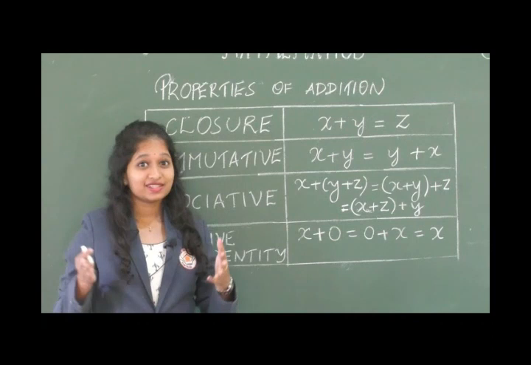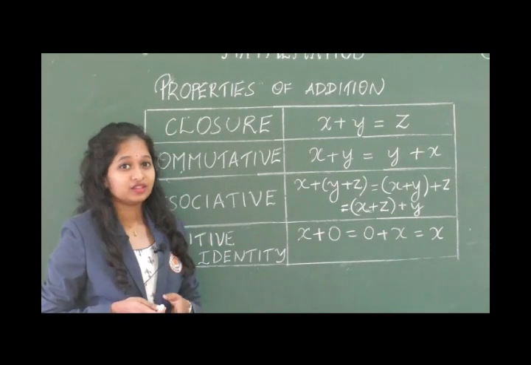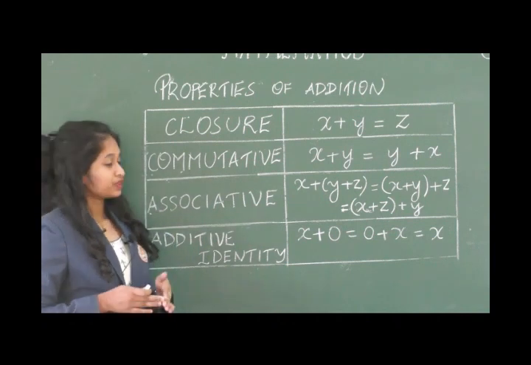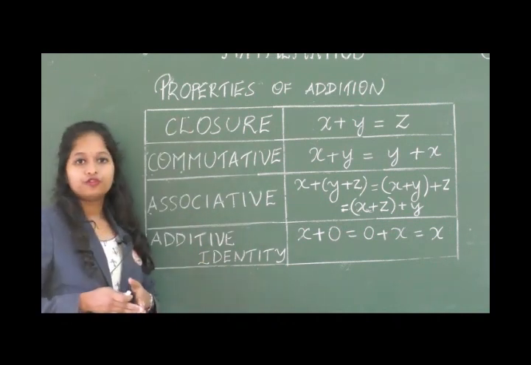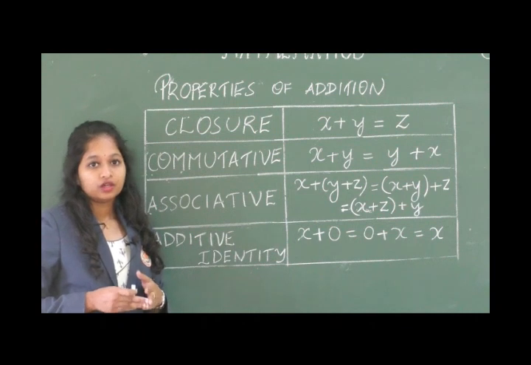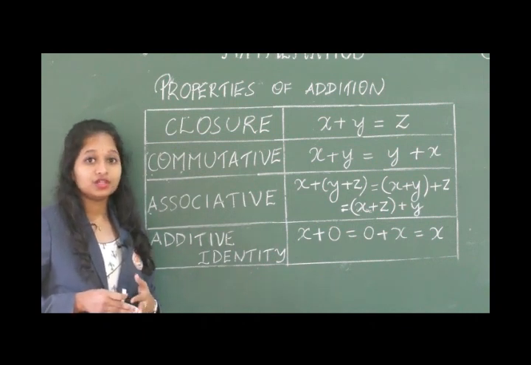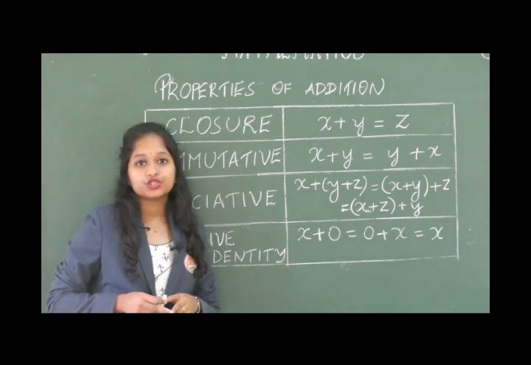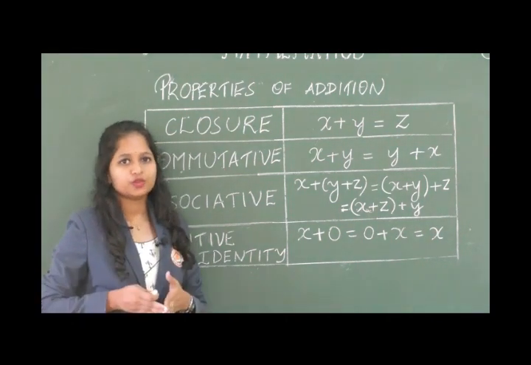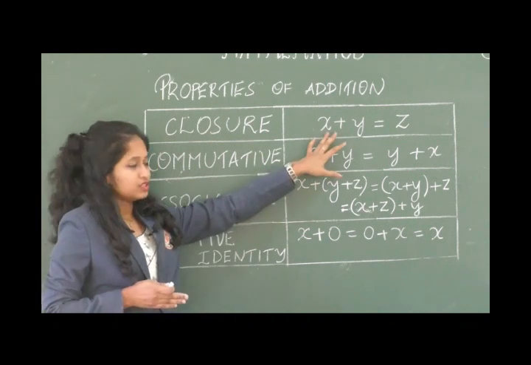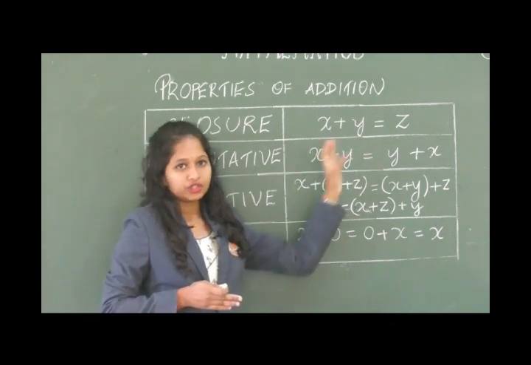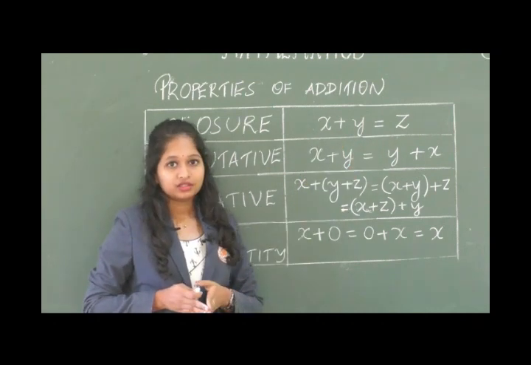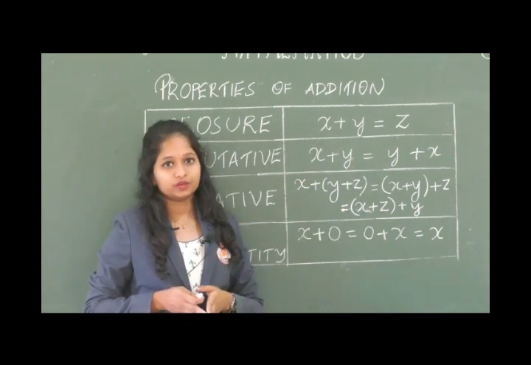Now, let us learn some properties. First, properties of addition. These are the 4 different properties of addition using whole numbers. Now, the first property is the closure property. What is closure property? That is, if you add 2 whole numbers, we will get the result as another whole number.